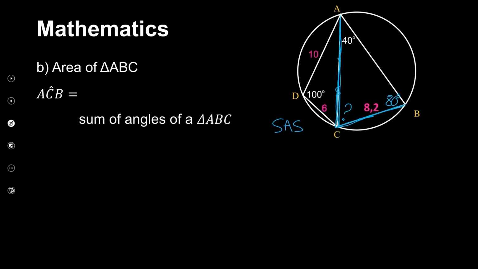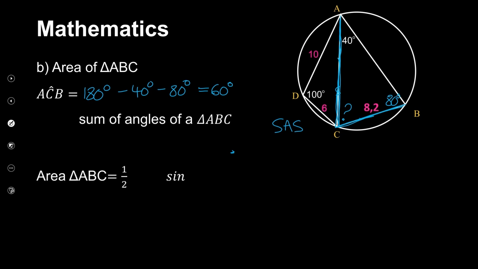So angle ACB will equal 180 degrees minus 40 degrees minus 80 degrees, and we're going to end up with it being 60 degrees. Okay, and that's just by doing the sum of angles in triangle ABC. Okay, now to plug our values into our area rule. Remember, area is equal to half AC times BC times sine of the angle in between, and the angle in between we just found to be 60 degrees.